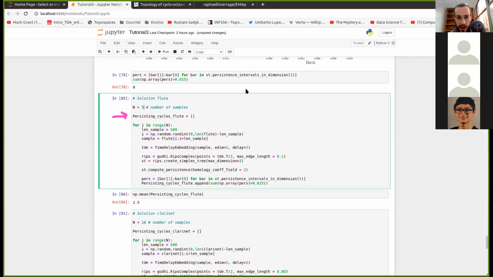And so, just as before, I choose a random sample of my signal. I embed this time series into R2 with the time delay embedding function. Then I compute here the Rips complex of this point cloud and its persistence.